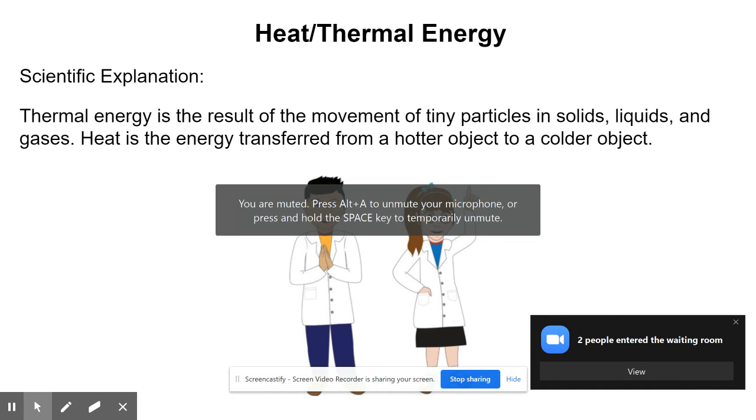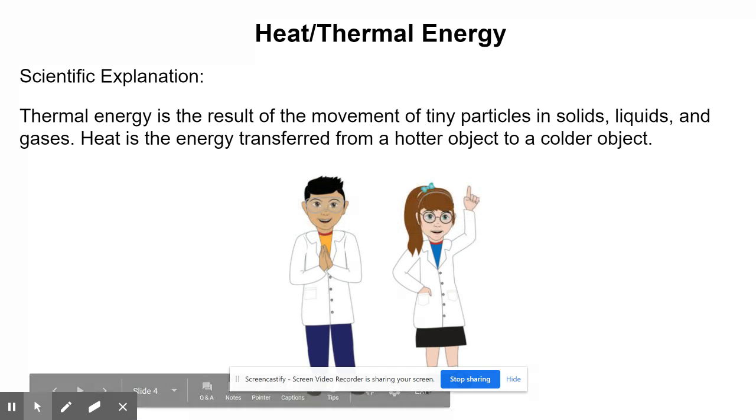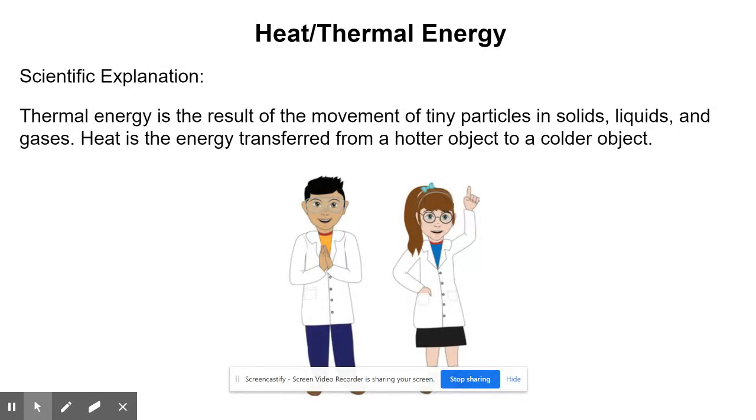Heat and thermal energy. Scientific explanation. Thermal energy is the result of the movement of tiny particles in solids, liquids, and gases. Heat is the energy transferred from a hotter object to a colder object.